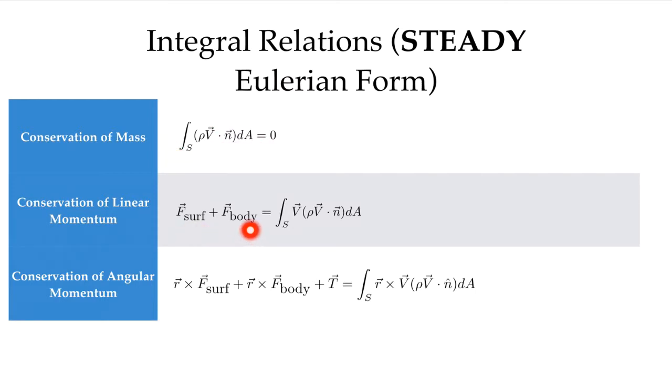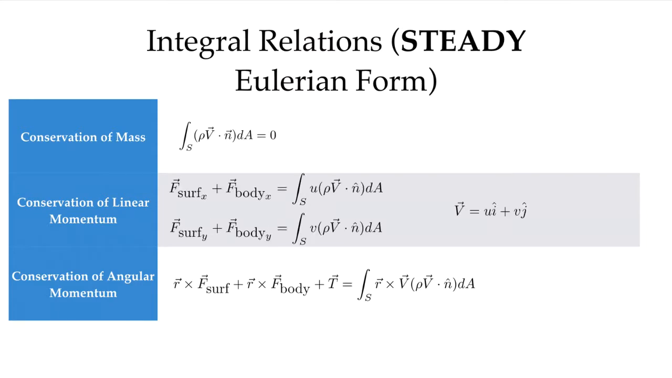Or the applied forces are equal to the difference between the amount of momentum that is carried out of the system by the mass flows minus that which is carried into the system by the mass flows. And similarly for conservation of angular momentum. And it's important to note, of course, that the conservation of momentum equation is a vector equation, and so we could look at this in two components.